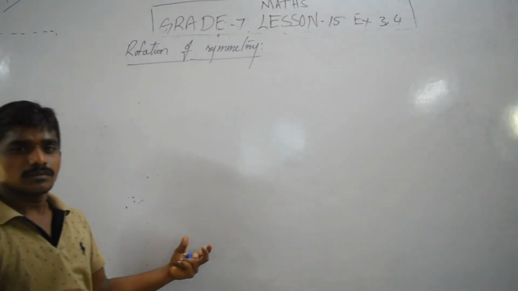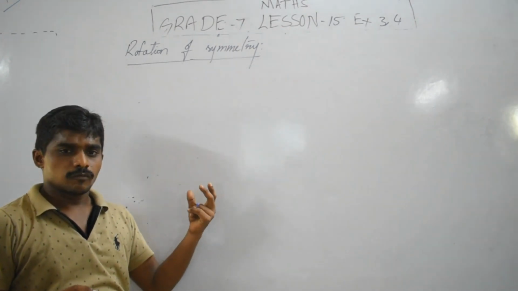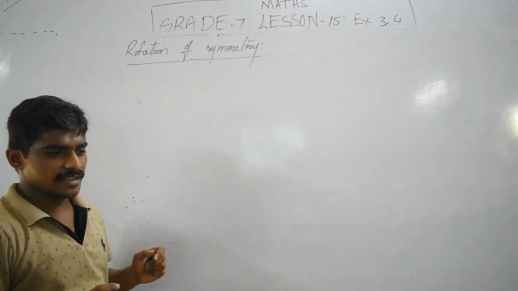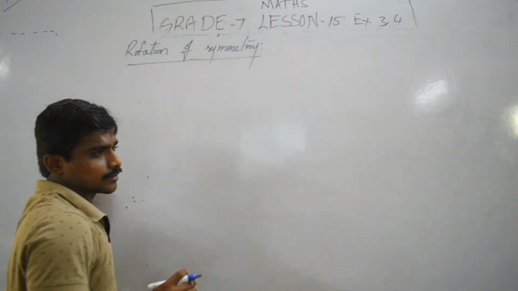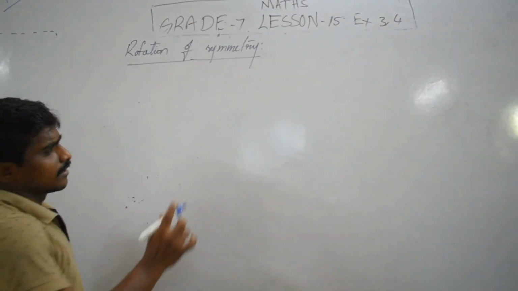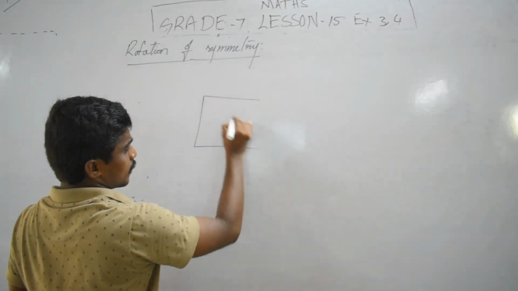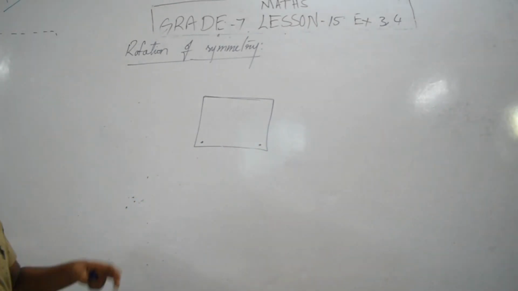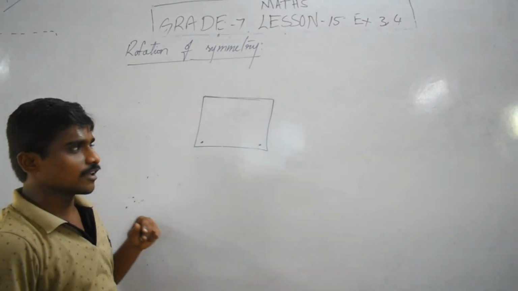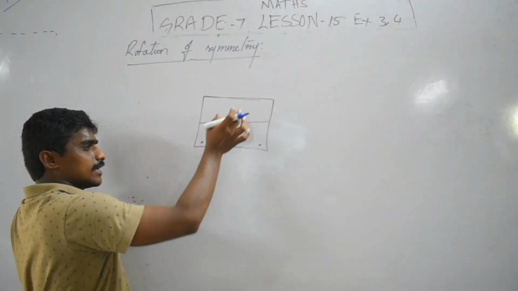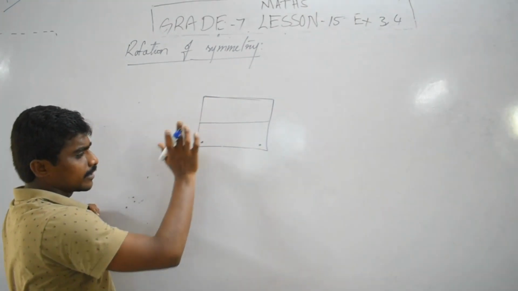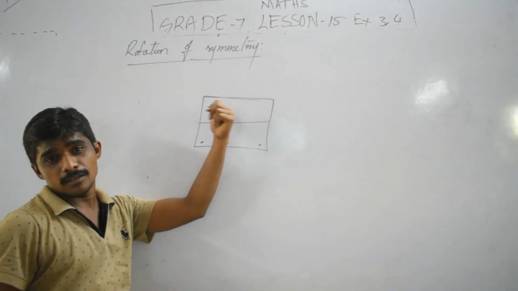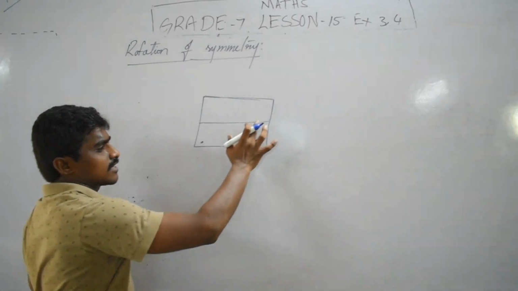A picture, folding into two equal halves, that is, one part exactly coincides with the other part, that is called symmetry. Now see, this is a square, here a dot, here a dot. So this square we are folding. Here see, this one equals this one. Very good. So this side has two dots, but this side has no dots. So this is not a symmetry.